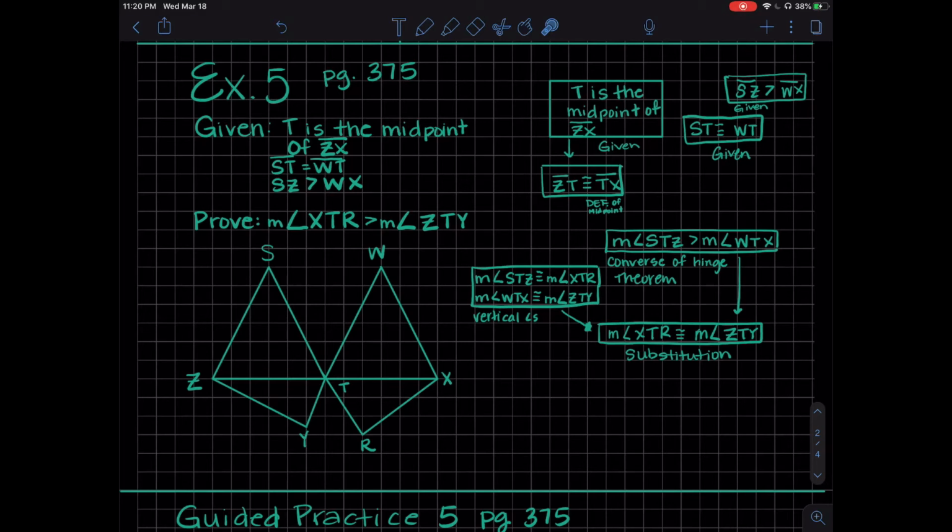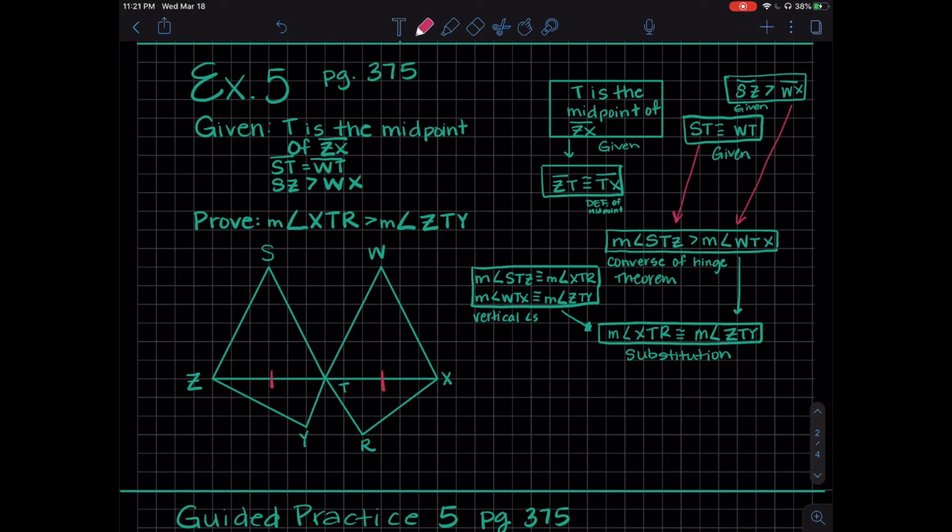So they wanted us to do a flow proof. So we start right here. We say T is the midpoint of ZX, it's given. Also, this is given, and this is given. And these all point to this part. Next thing is right here, ZT is congruent to TX, and that's the definition of a midpoint. So let's put that on here. This is congruent to this.